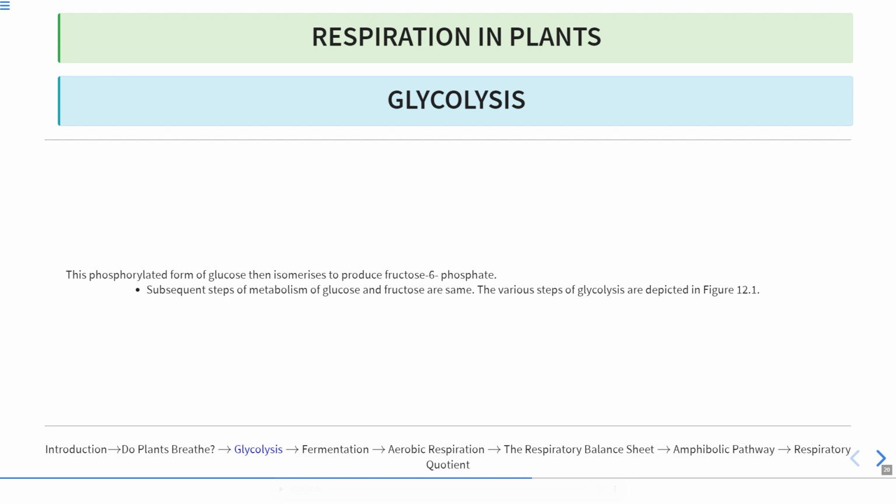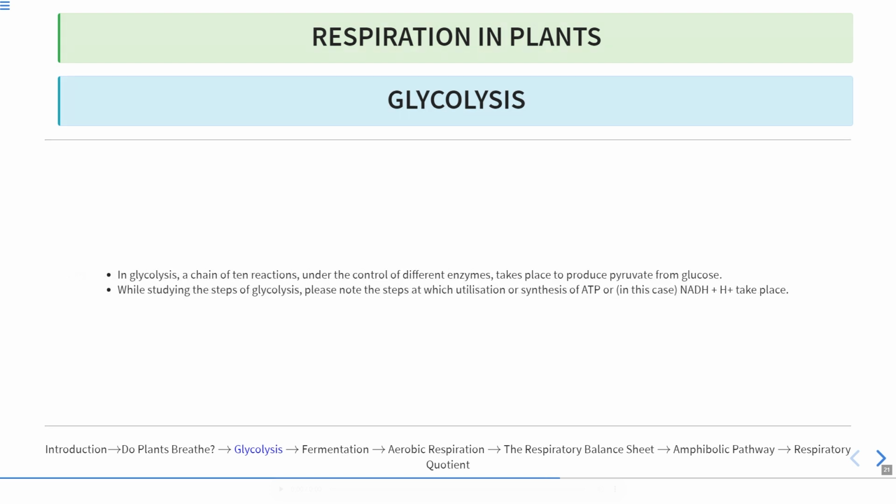Now this phosphorylated glucose then isomerizes to produce fructose 6-phosphate. Glucose 6-phosphate is converted to fructose 6-phosphate, and for this also an enzyme is required, called phosphoglucoisomerase. Glucose 6-phosphate is converted to fructose 6-phosphate in the presence of phosphoglucoisomerase, right? Subsequent steps of metabolism of glucose and fructose are the same. The various steps of glycolysis are depicted in figure 12.1, and we will see that figure.